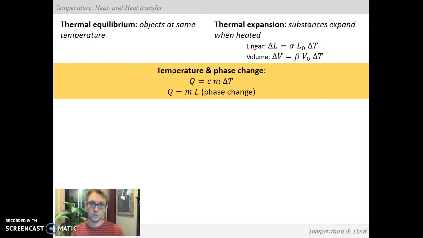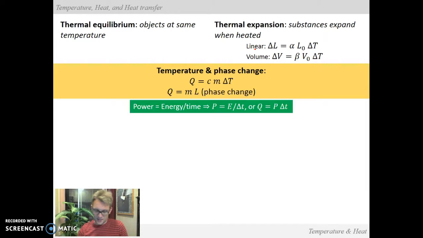For a phase change, we have that the energy is equal to the mass of whatever it is times the latent heat of fusion or vaporization, meaning it goes from a solid to a liquid for fusion, and vaporization is from liquid to a gas. So both of these give us a Q, depending on if it requires energy or removes energy, then we'll have a positive energy or positive Q versus a negative Q. So we need to be careful with that too.